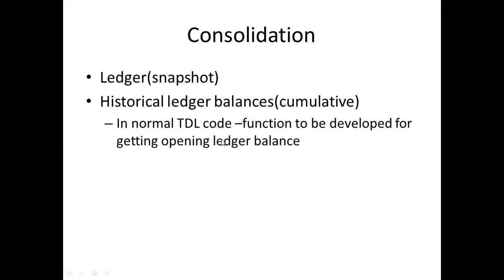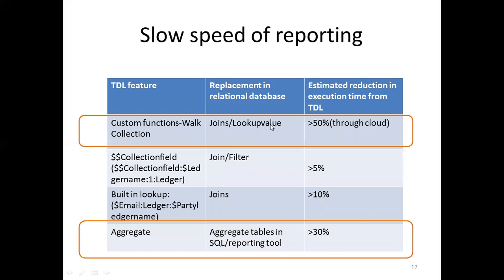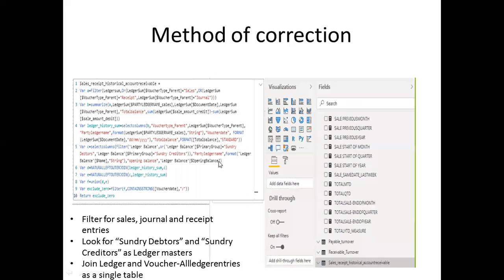But we will replace that function with what we call a join, which will reduce my RAM by more than 50%. And the aggregates will reduce the RAM by about 30%. All of this will be done on the cloud, and it should be very, very fast. The method of correction is that once the extraction has been done, we have made a DAX code wherein we have aggregated the data at the Power BI level.